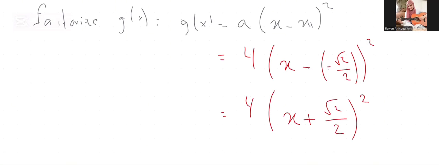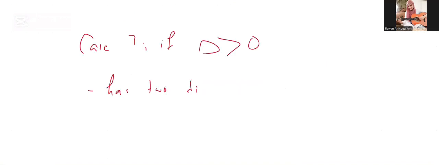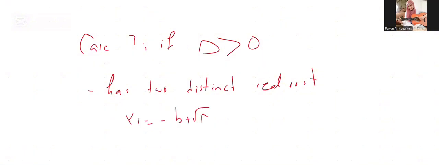Now let's move to the last case, which is delta is a positive number. So case number 3, if delta is greater than 0. When delta is greater than 0, we say that the equation has two distinct real roots. So we have x1 and x2. First of all, x1 is minus b plus radical delta over 2a. Then we have x2, which is minus b minus radical delta over 2a.